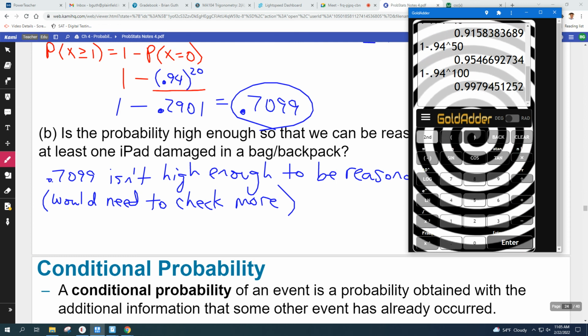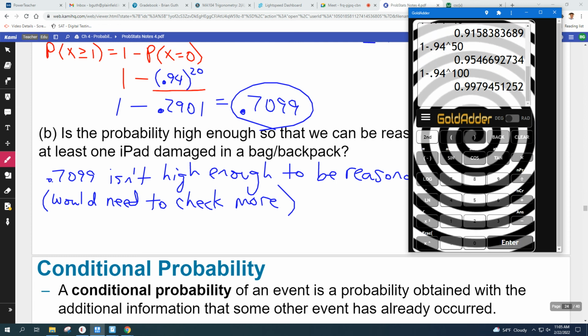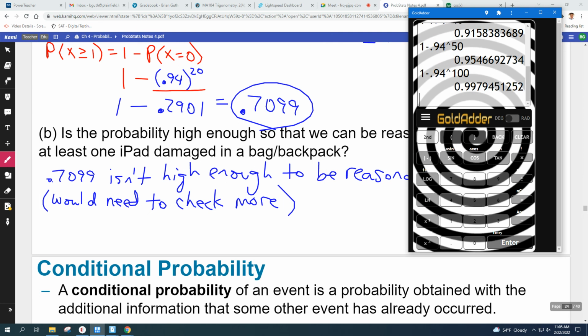There's a 99.8% chance of finding at least one that's broken. And that makes sense. The more you check, the higher that probability is going to be of getting at least one.